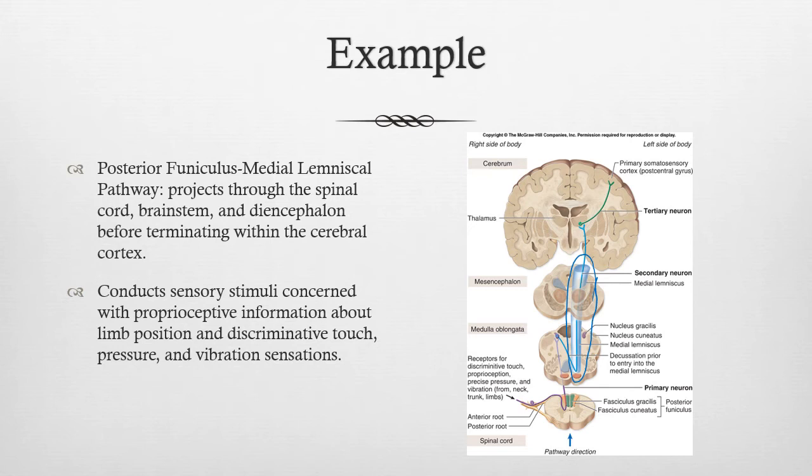The first order neuron comes in, and its cell body is within the dorsal root ganglion. That information then travels on up, and that neuron synapses inside the medulla. The second order neuron then starts to travel up. It crosses over within the brainstem and then comes on up to the thalamus. And then the third order neuron is going to get us out to the cortex.